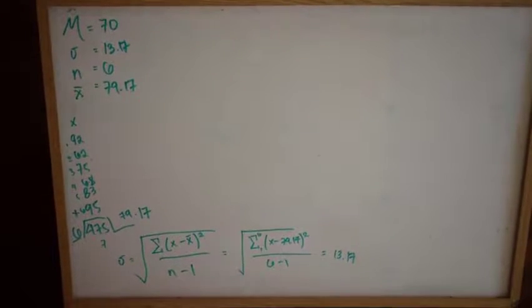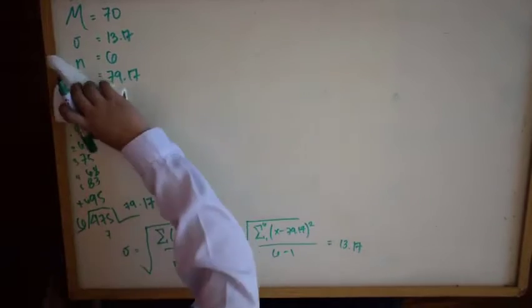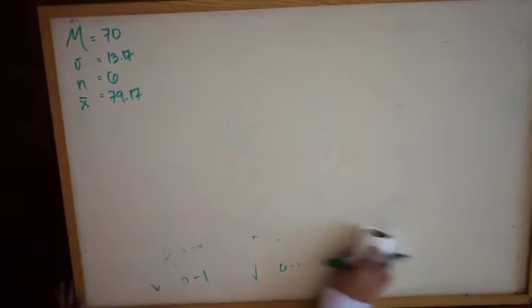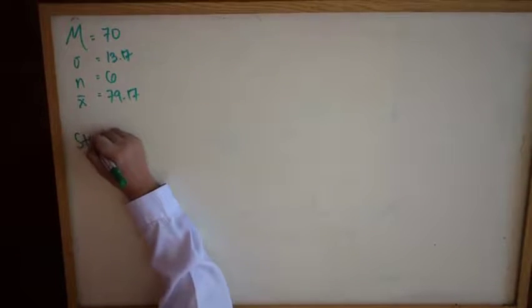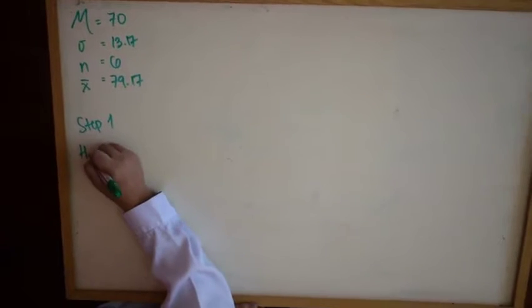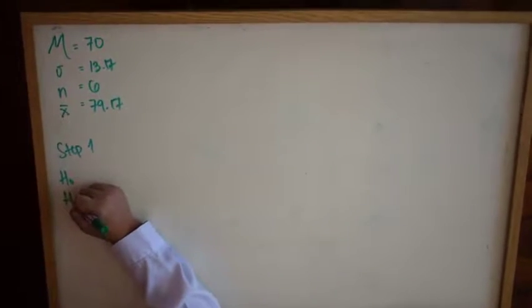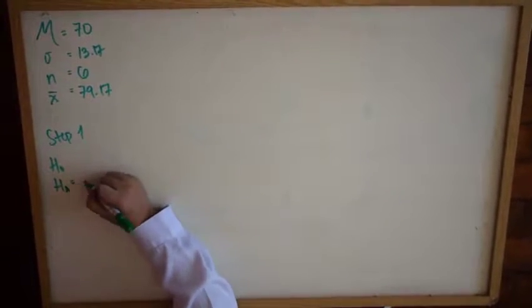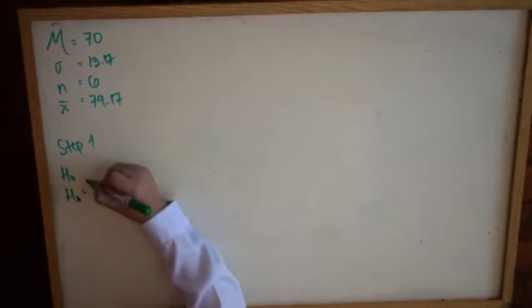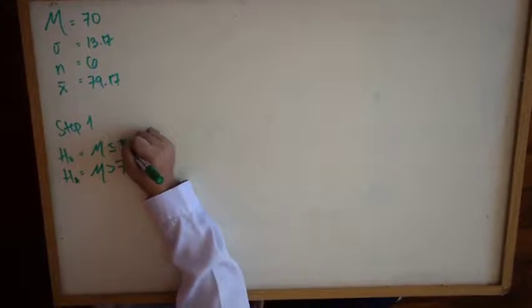Now we have all the given data. We can proceed to the t-test hypothesis testing. It's like in the z-test. So step 1, we need to identify our null and alternative hypothesis. Our alternative hypothesis, the claim, is that the mean is greater than 70, and our null hypothesis is that the mean is less than or equal to 70.